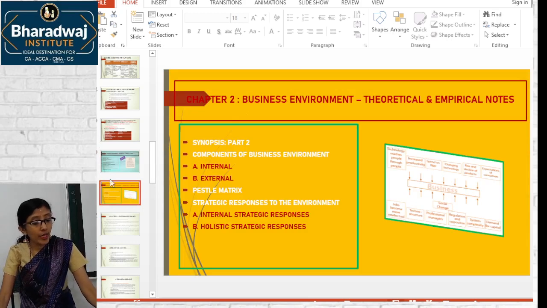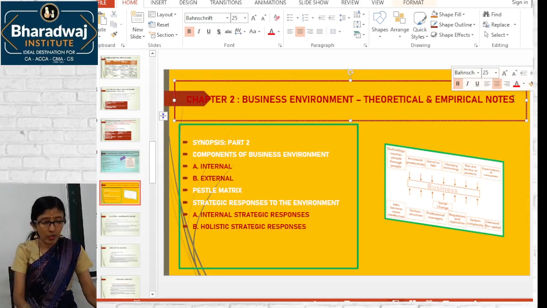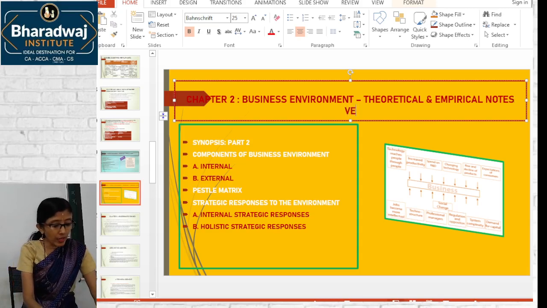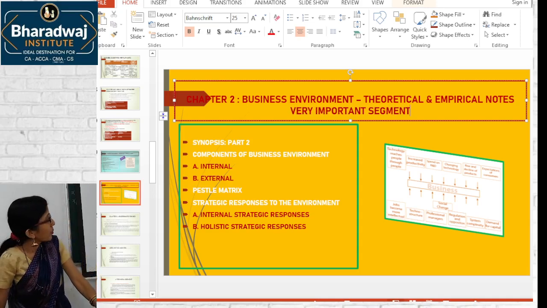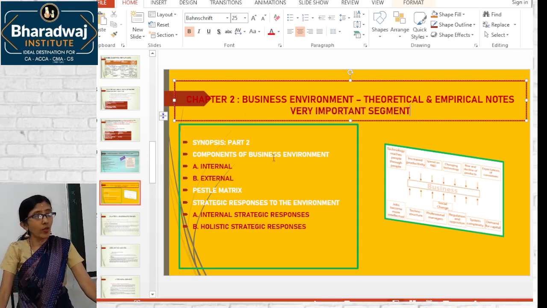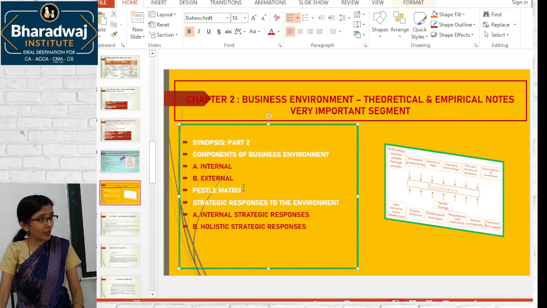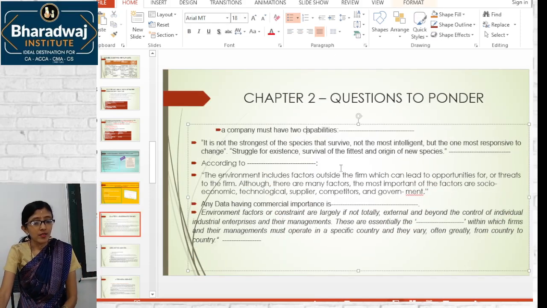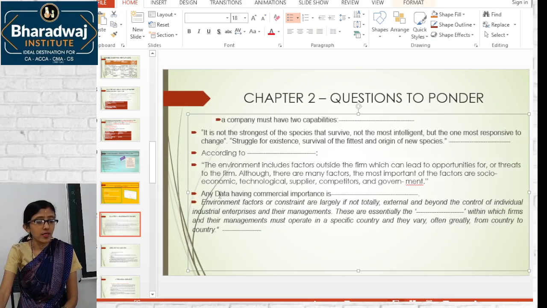And then you have the major part. This is a very important segment. This is an emerging paper, isn't it? You may know that it's a separate paper. In fact, CSET has this already, and for CMA, from the coming batch, this is included. So make a note of it as a very important segment for the examination. You have to prepare this topic very well. Here you have components of business environment, internal, external. You have the PESL matrix here. Strategic responses to the environment with classification. So with this introduction, first you are beginning with questions.